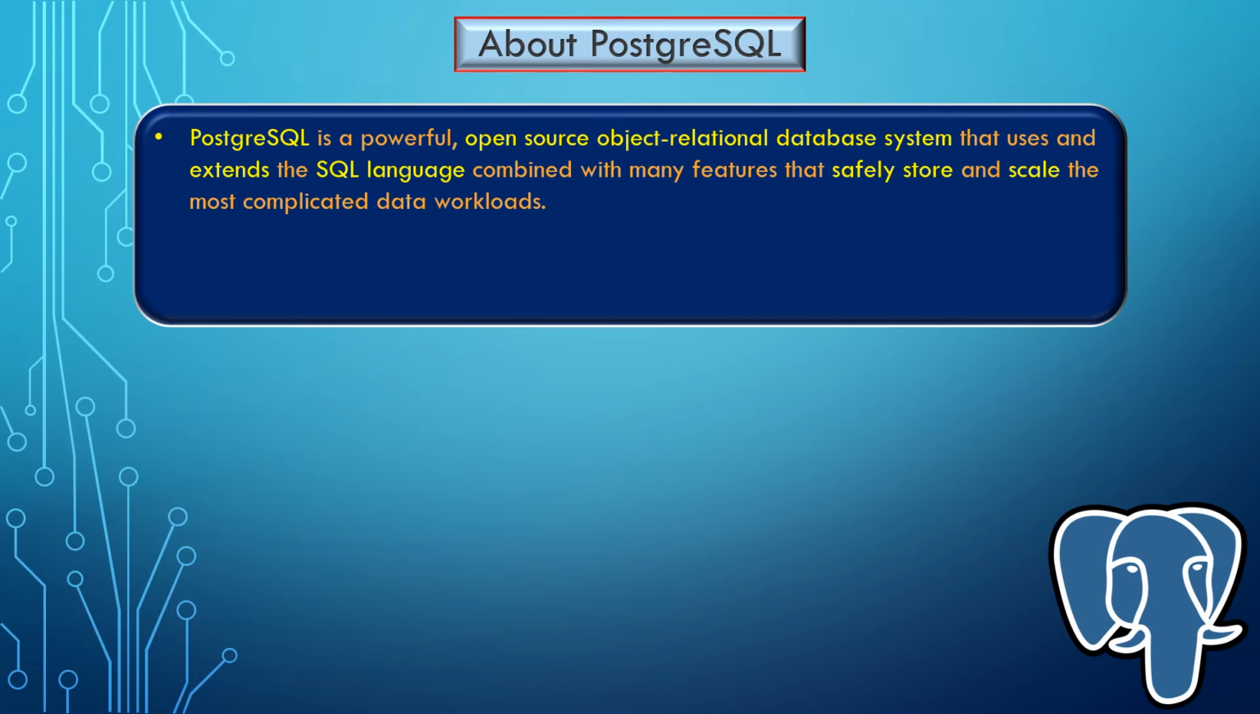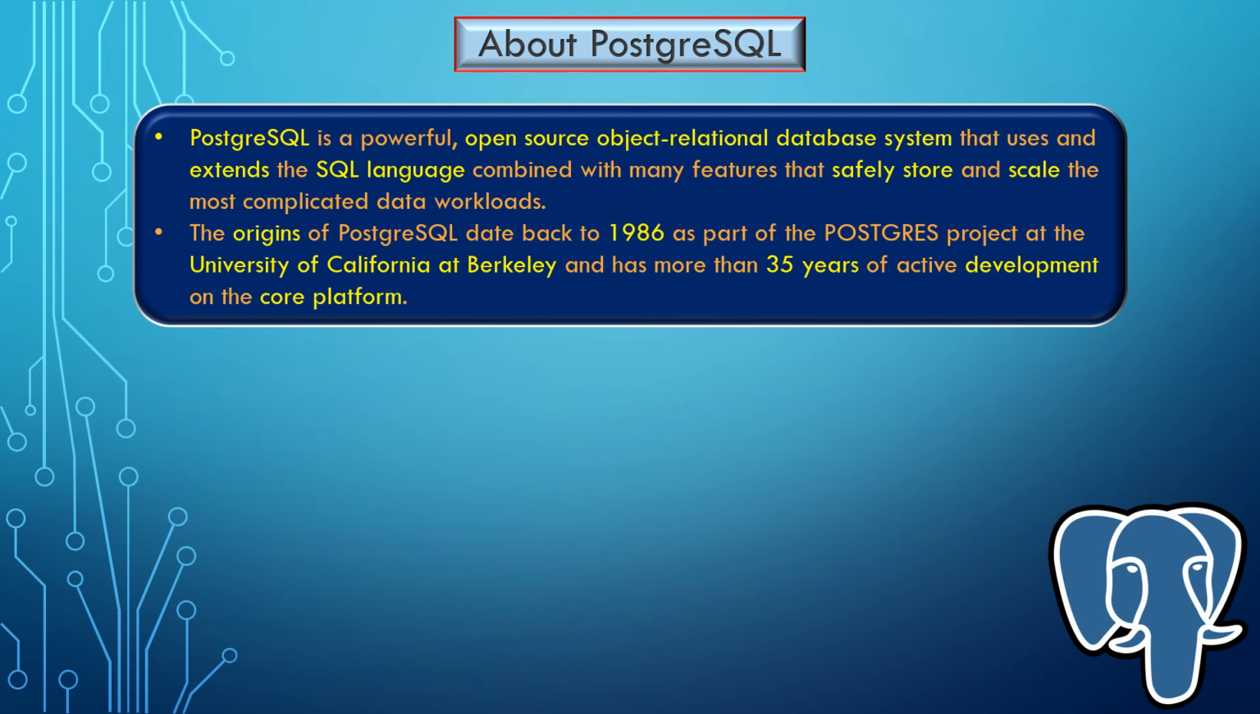PostgreSQL is a powerful open-source object relational database system that uses and extends the SQL language, combined with many features that safely store and scale the most complicated data workloads. The origins of PostgreSQL date back to 1986 as part of the Postgres project at the University of California at Berkeley, and has more than 35 years of active development on the core platform.